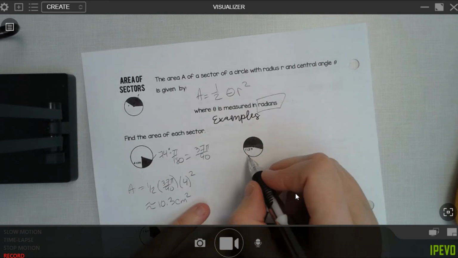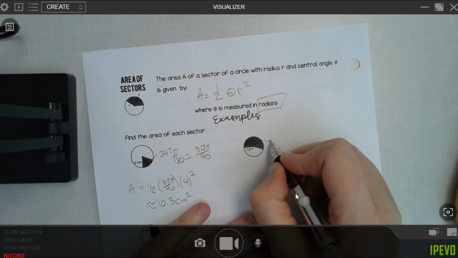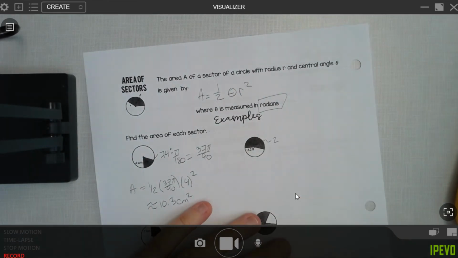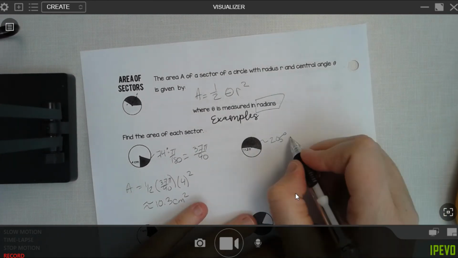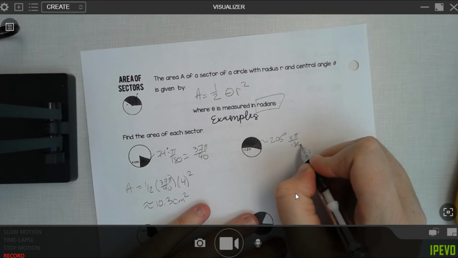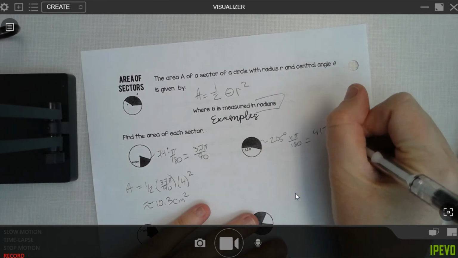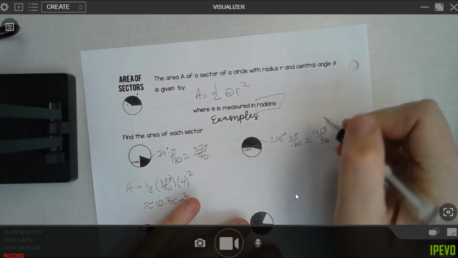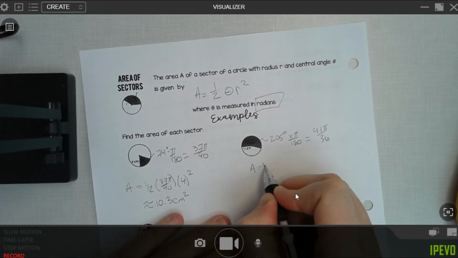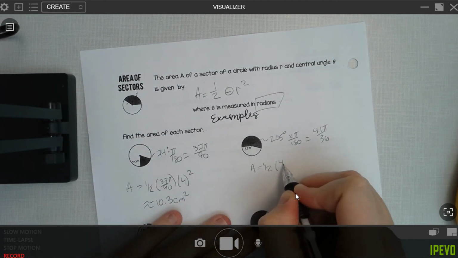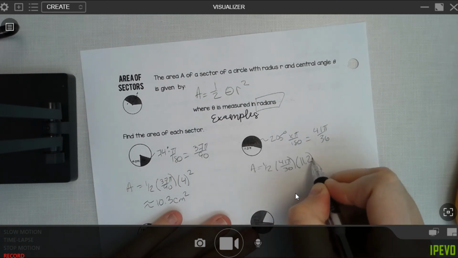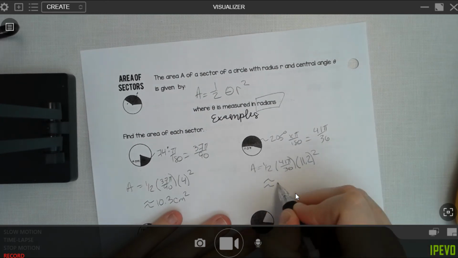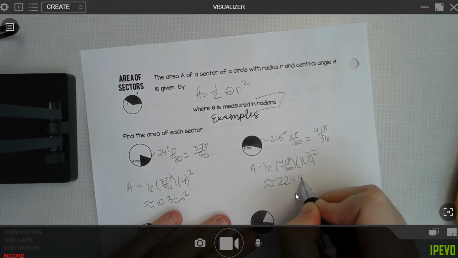Let's see, right here, this angle says it's 205. So I'm going to multiply that by pi over 180 and reduce it. I get 41 pi over 36. So my area is 1/2 my angle times my radius squared. So that's going to be approximately 224.4 feet.